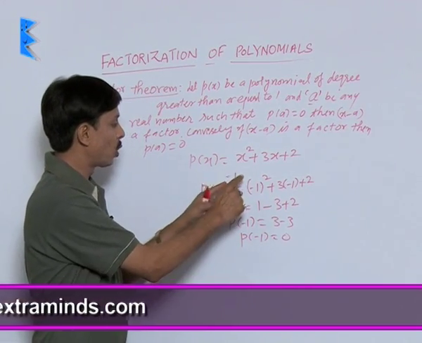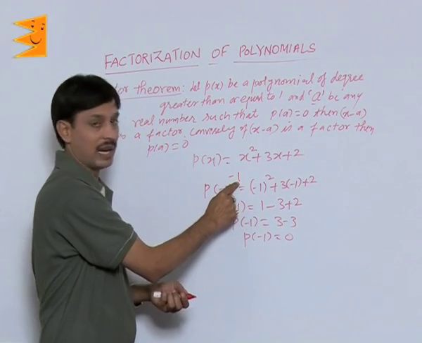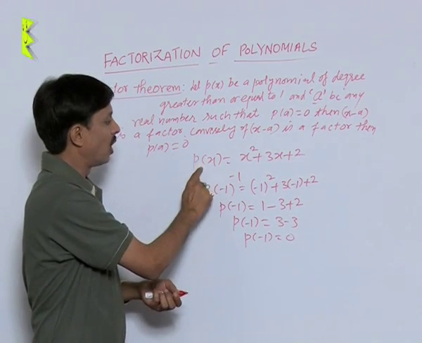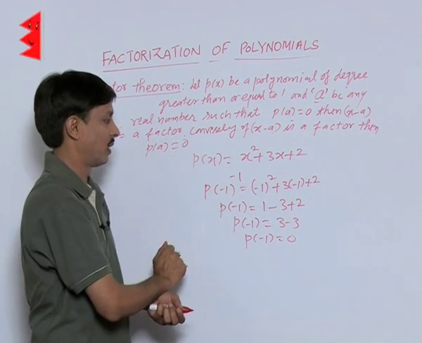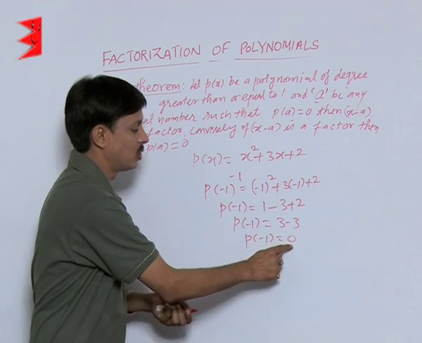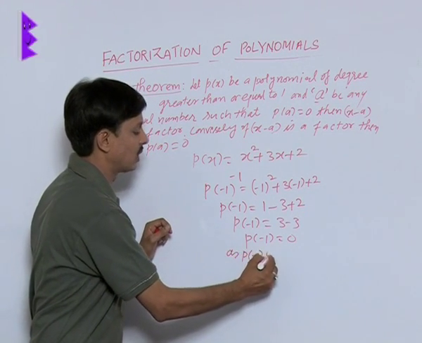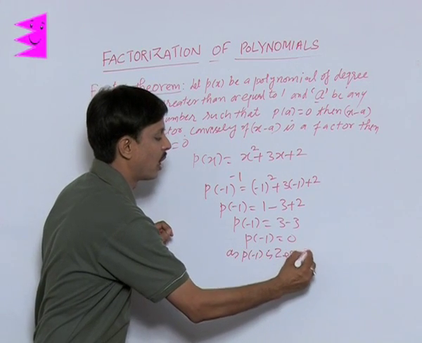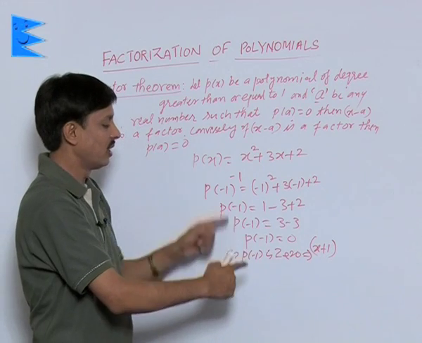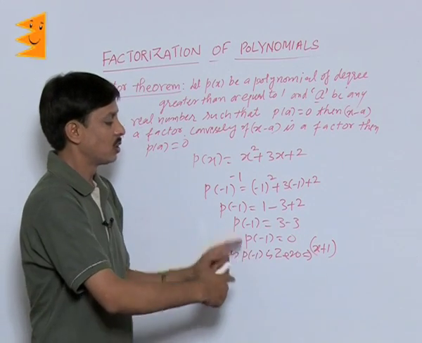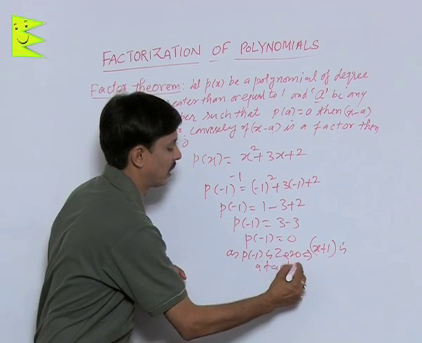So a's role is being played by minus 1. A can be any real number, and minus 1 is that real number. The polynomial is x square plus 3x plus 2, a polynomial of degree greater than 1. P of minus 1 is coming out as 0. It means that as p of minus 1 is 0, x plus 1 is a factor, because the remainder comes 0 at minus 1.